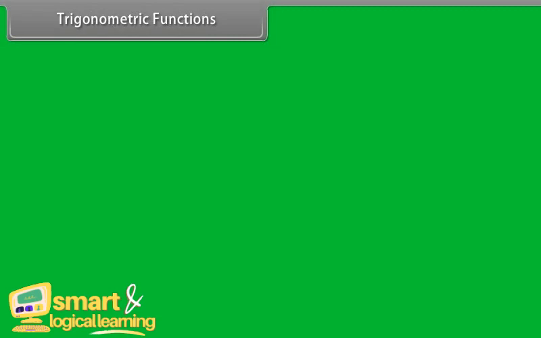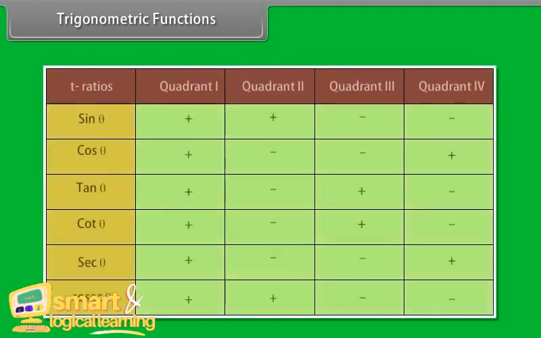Trigonometric functions. In the table given below, the signs of all the T ratios are given in each quadrant.